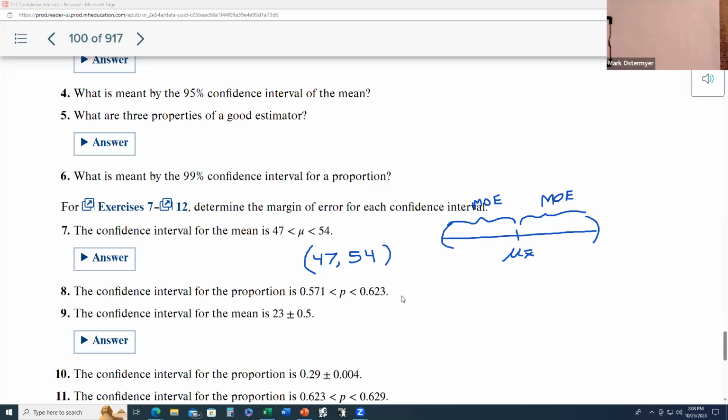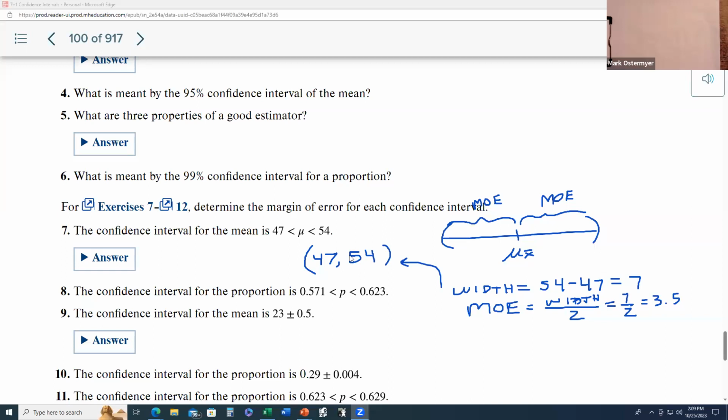Now to find your margin of error, it's just a simple matter of taking the width of your interval and dividing it by, what do you think? Dividing it by 2. Yep, so 7 divided by 2. And so my margin of error is going to be what? 3.5. That would be the margin of error for that confidence interval.